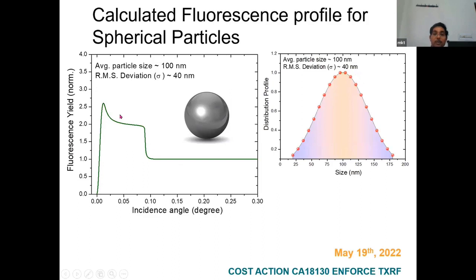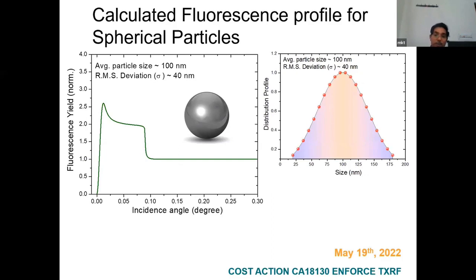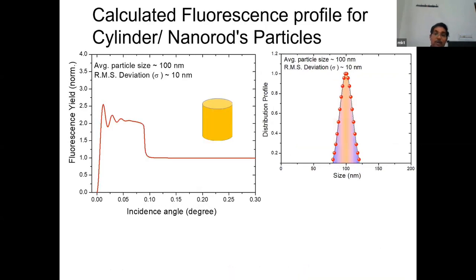Now, with the same average particle size, but the distribution of particles slightly changed. See here, this 10 nanometer is now 14 nanometer. Immediately, if you compare the two graphs, the fluorescence profile has also changed. That means you have fair sensitivity in the TXRF method, where you can determine the deviation of the particle size distribution. It is possible.